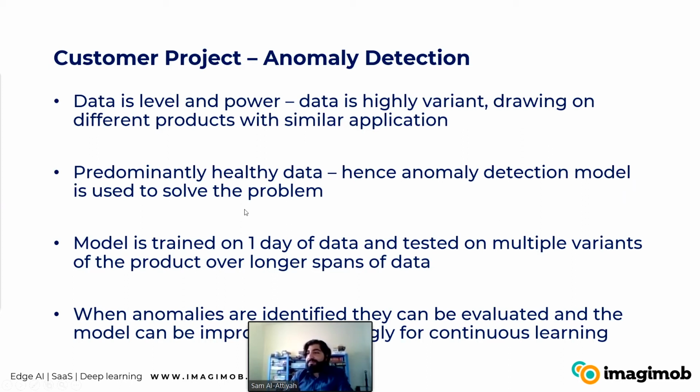So we had predominantly healthy data, and we decided to approach this from an anomaly detection point of view, where you can use a lot of data to train normal behavior and have the model try to identify abnormal behavior. So here we trained the model on 1 day of data, and we tested it over months of data from other systems.